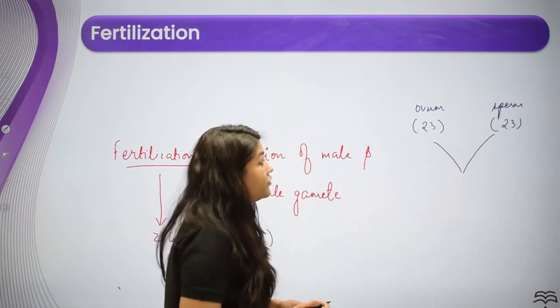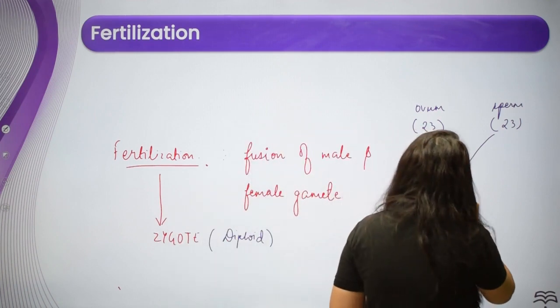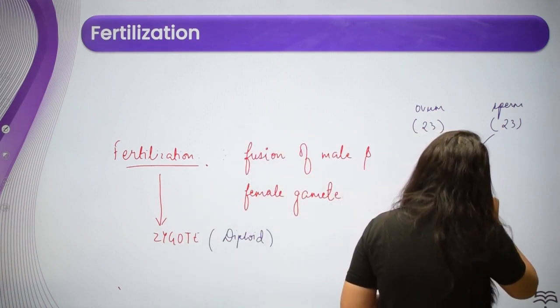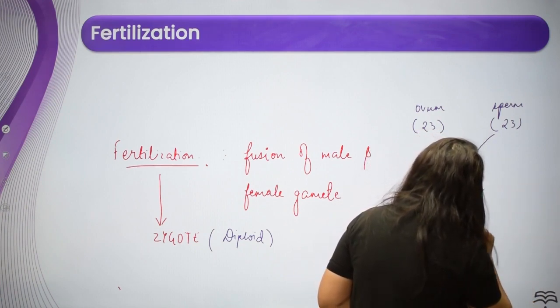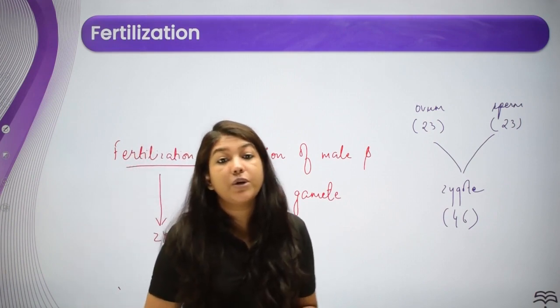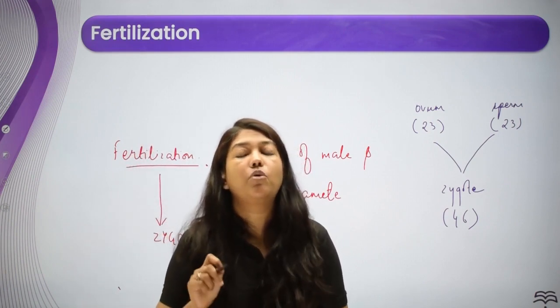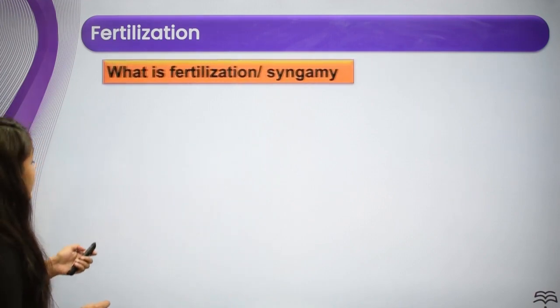In the process of fertilization, what is happening? The fusion of the male and female gamete is happening, and they are going to form a zygote, which carries the blueprint of further development. And this zygote is going to have how many chromosomes? It is going to have 46 chromosomes. Zygote is a diploid structure, right? So now see, what is fertilization?